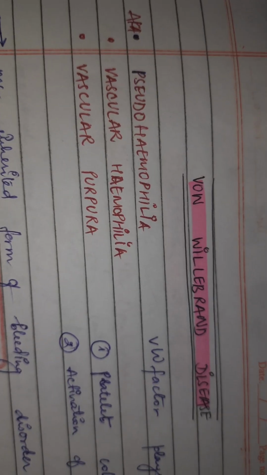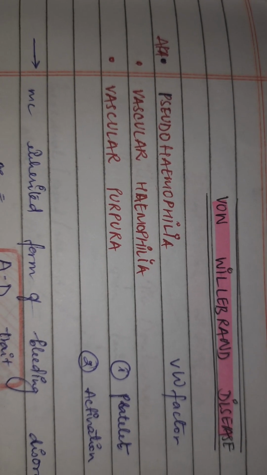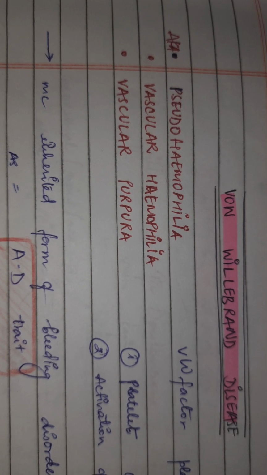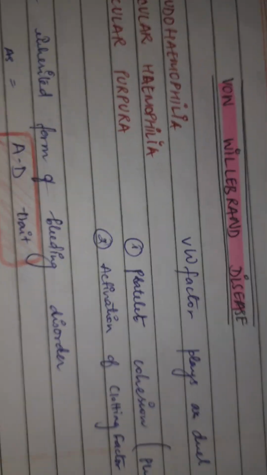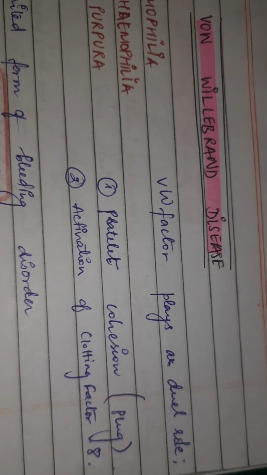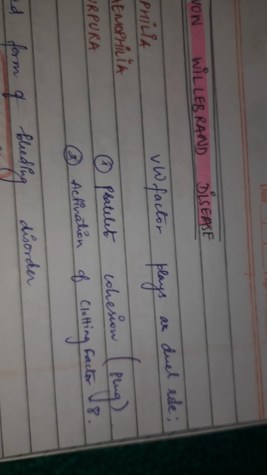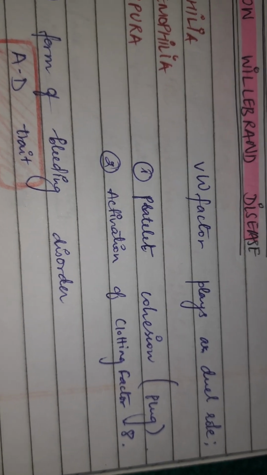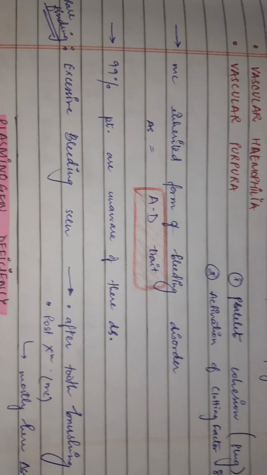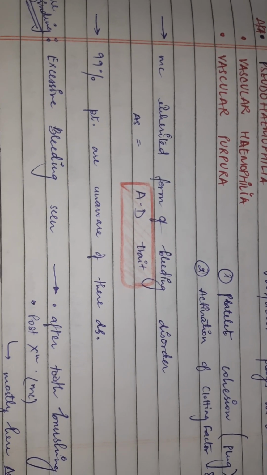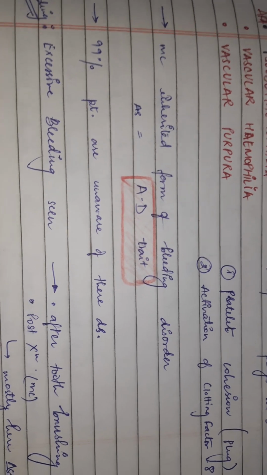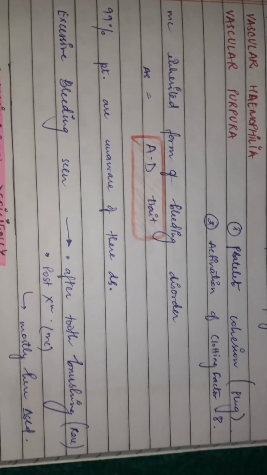von Willebrand's disease. Pseudohemophilia, vascular hemophilia, or vascular purpura are other names for this. Von Willebrand's factor plays a dual role: platelet adhesion and plug formation, and second, activation of clotting factor 8. It is the most common inherited form of bleeding disorder. Autosomal dominant trait.